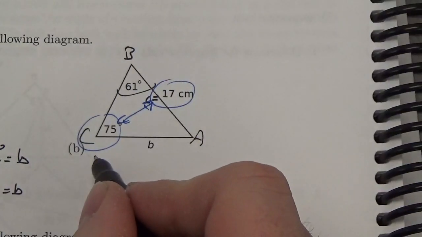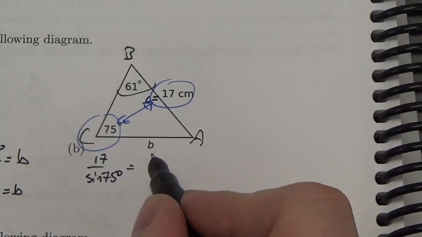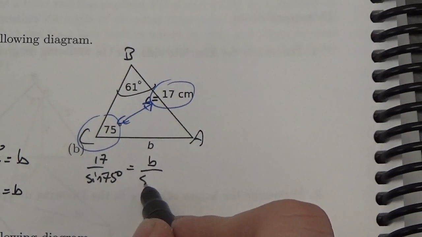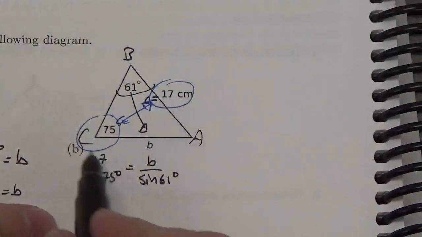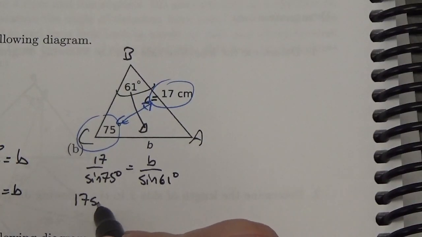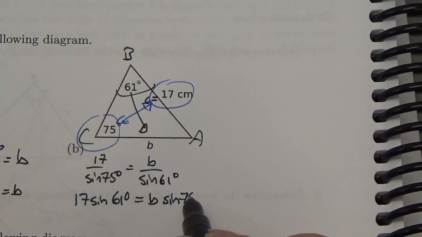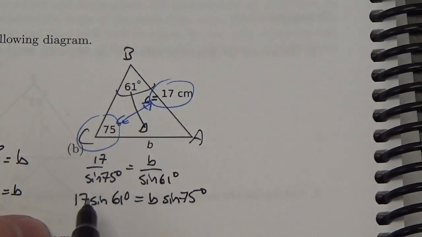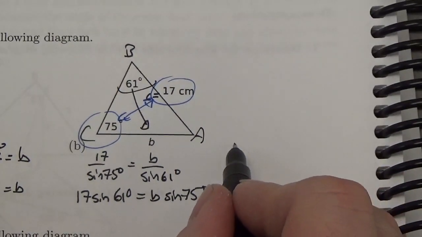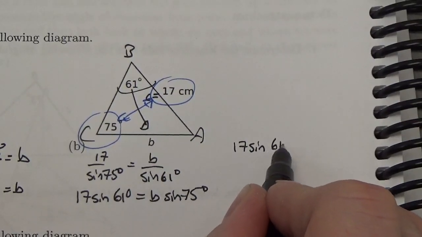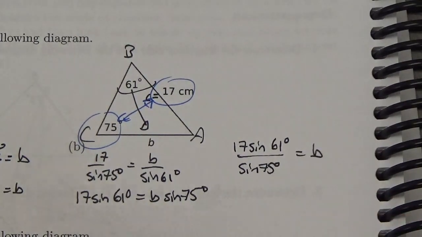So now I can set up the ratio here. I know that 17 divided by the sine of 75 degrees, that's the part that I'm given, is going to equal little b, what I'm looking for, over the sine of 61 degrees. Okay? So now I'm going to cross multiply and write it out. So 17 times the sine of 61 degrees is going to equal b multiplied by the sine of 75 degrees. Now I want to get b by itself, so I'm going to divide by the sine of 75. So this will be 17 multiplied by the sine of 61 degrees over the sine of 75 degrees is going to equal b. That's what I'm looking for.